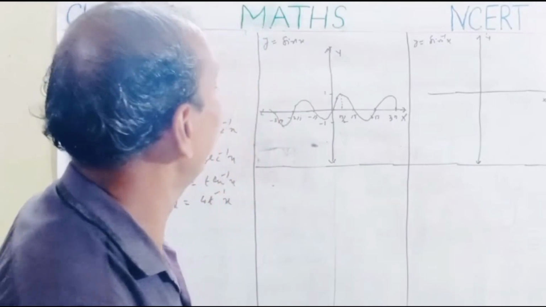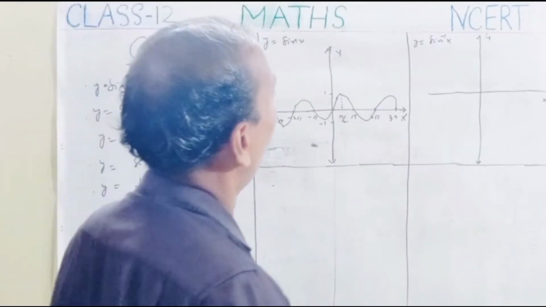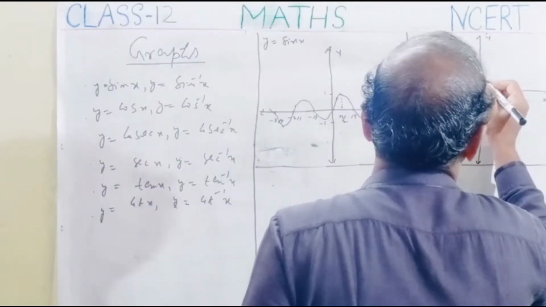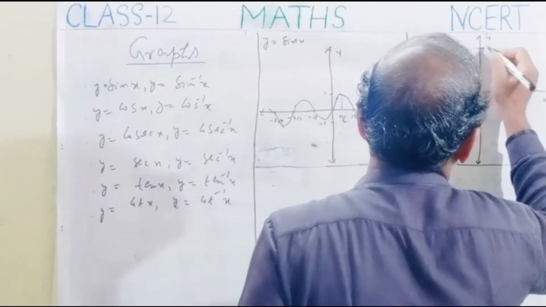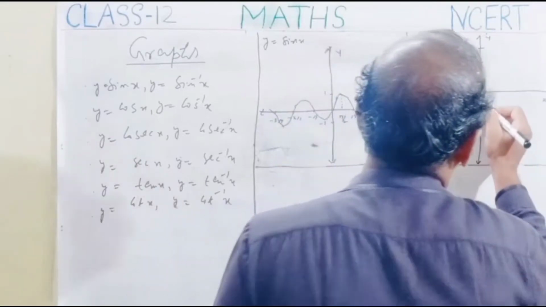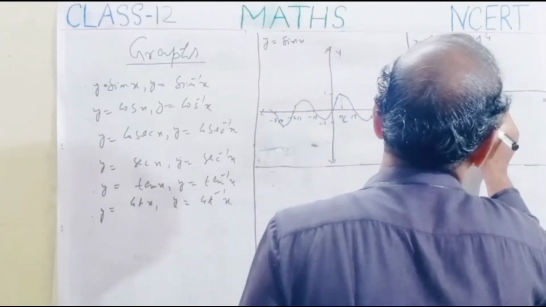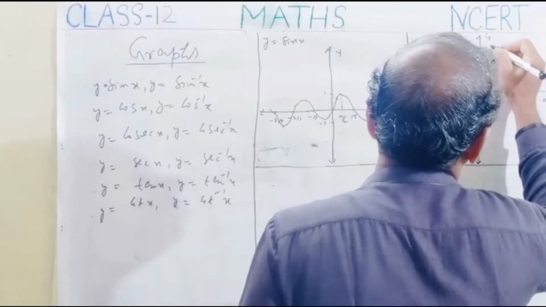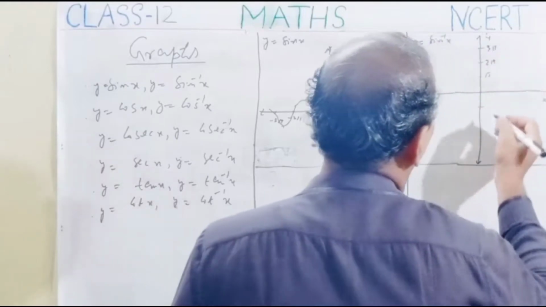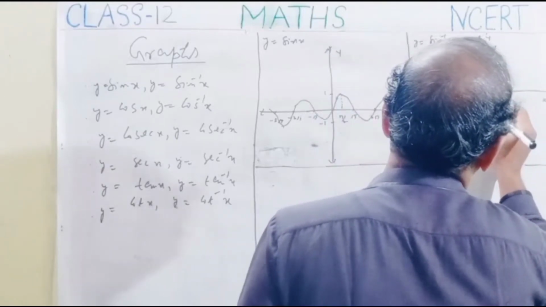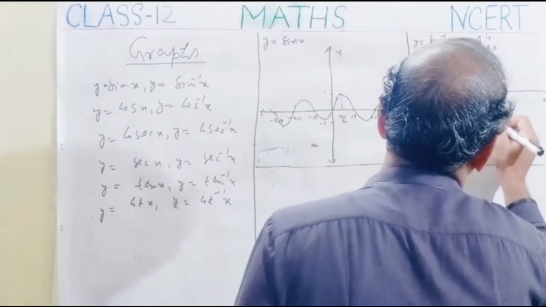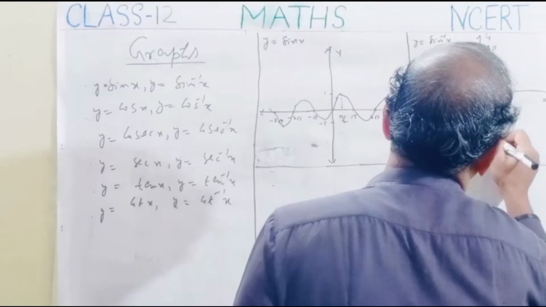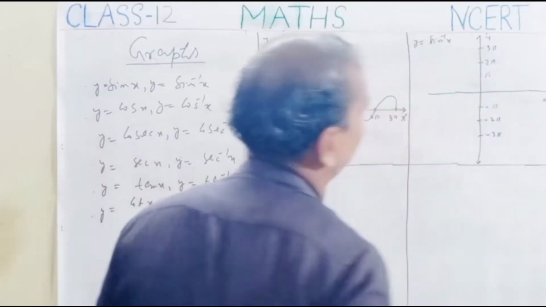So, the angle I am taking on the y axis. Let's suppose this is your pi, this is 2 pi and this is 3 pi. Similarly here also, this is pi, this is 2 pi and this is 3 pi. Similarly here it is minus pi, then at this point minus 2 pi, and here it is minus 3 pi, like this.